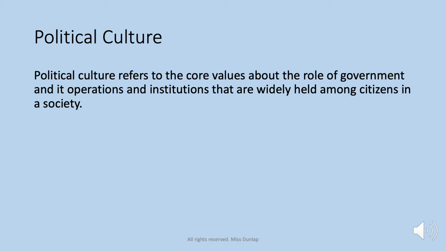All right, so the next one is political culture. Political culture refers to the core values about the role of government and its operations and institutions that are widely held among citizens in society. So, all of us have a different type of political culture. I have a different political culture, and you may have a different political culture. It's different for each household or each individual.